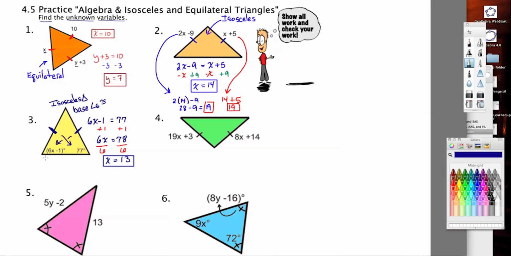Let's substitute the 13 back in. 6 times 13 is 78. Subtract 1 is 77. Same as the other base angle.